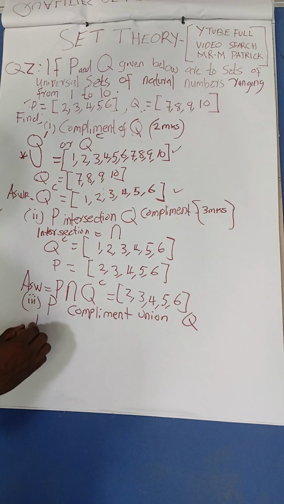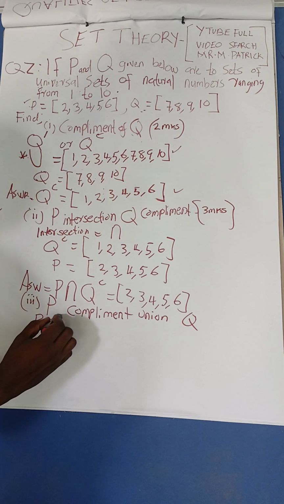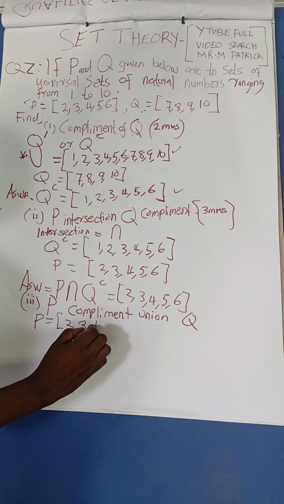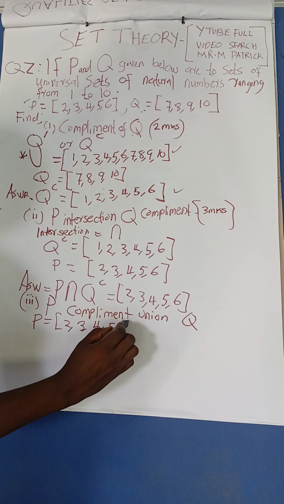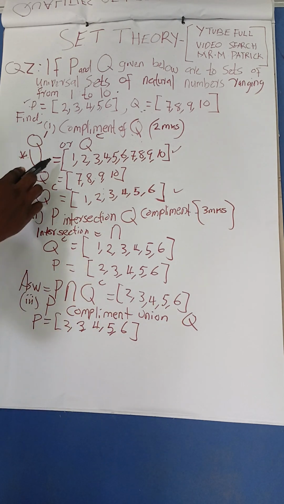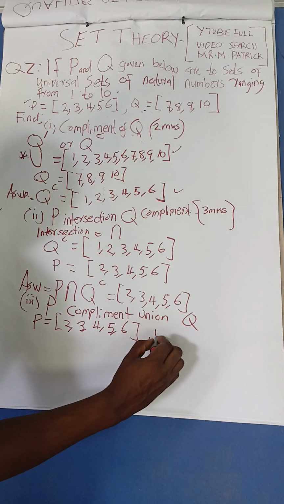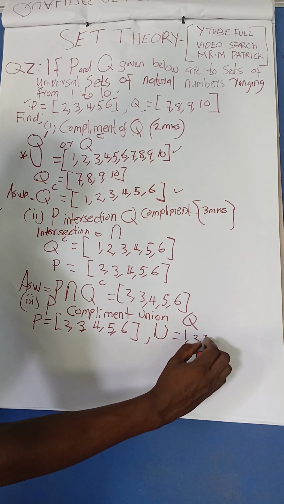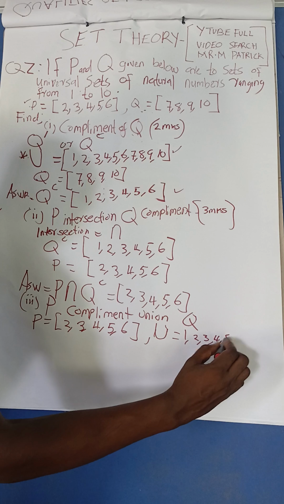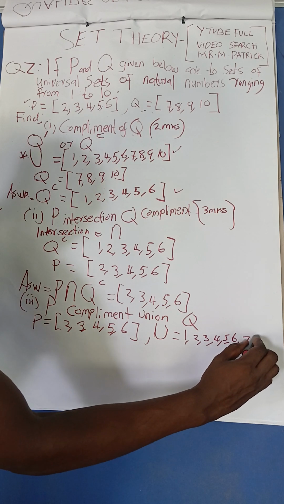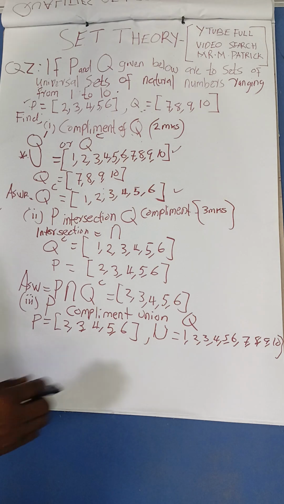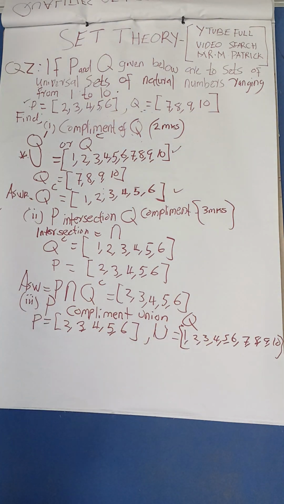So P, already we have P. We have 2, 3, 4, 5, and 6. And remember our universal set: we have 1, 2, 3, 4, 5, 6, 7, 8, 9, 10. Good. So this is our universal set and this is our P. So we have to find P complement.